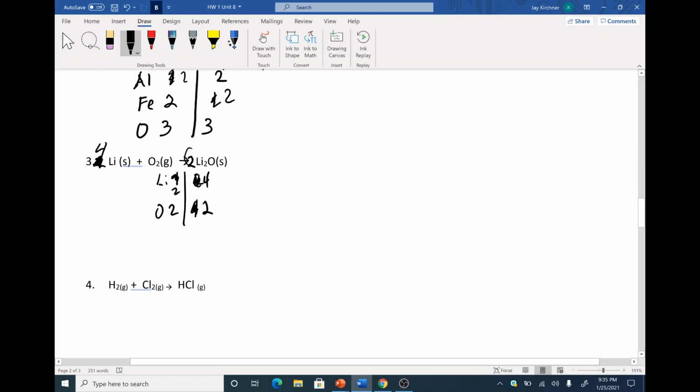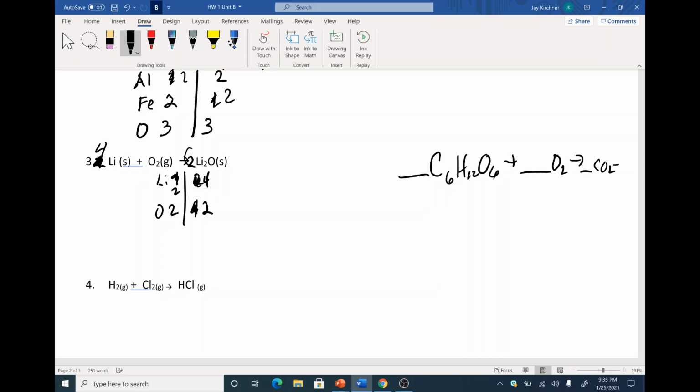Then one other one we'll try, just for kicks. We put C6H12O6, glucose, plus we add oxygen, which is your body. We produce CO2 and water.